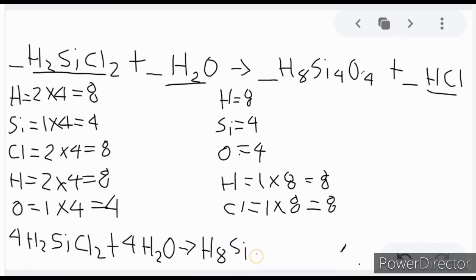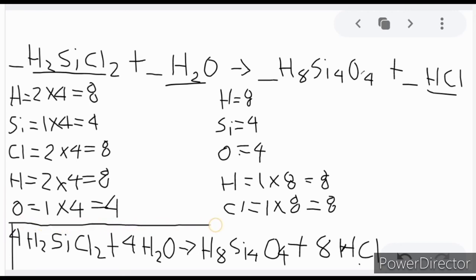So we have H8Si4O4. Then we multiply 8 on HCl, so we have 8HCl. So that is the balanced chemical equation for the problem.